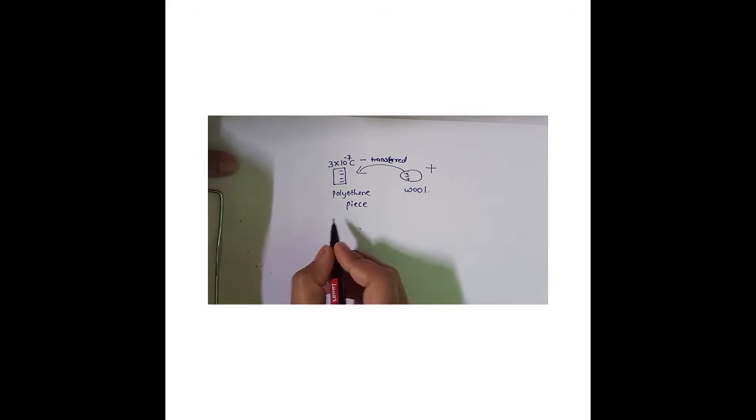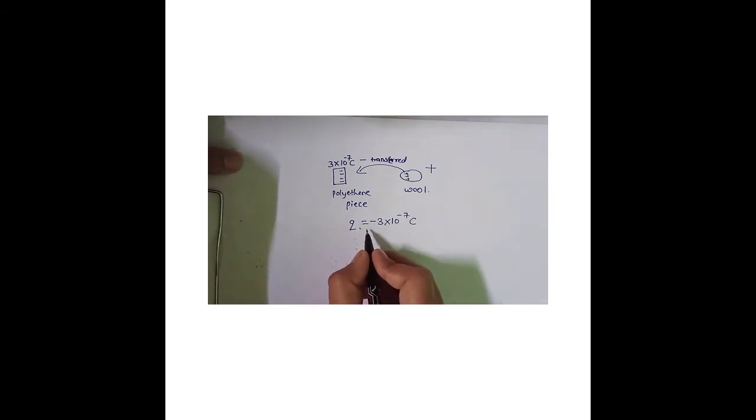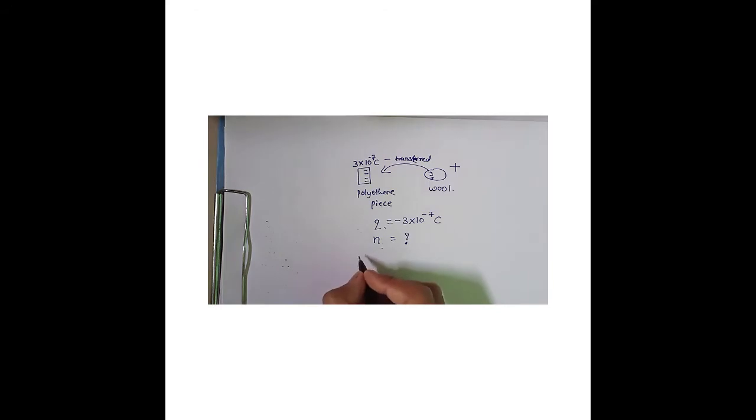The total charge transferred from wool to the polythene piece, let us take it as small q, is 3 into 10 raised to minus 7 coulomb. These are negative charges, the total charge transferred from wool to the polythene piece. Now we have to calculate the number of charges transferred. For this we use the quantization of charge. The equation is Q equals plus or minus ne. Here I have taken small q instead of capital Q, so the equation becomes q equals plus or minus ne.